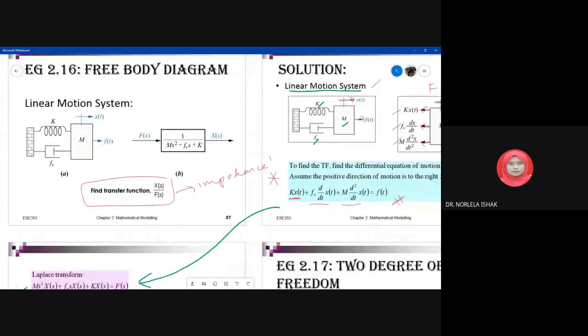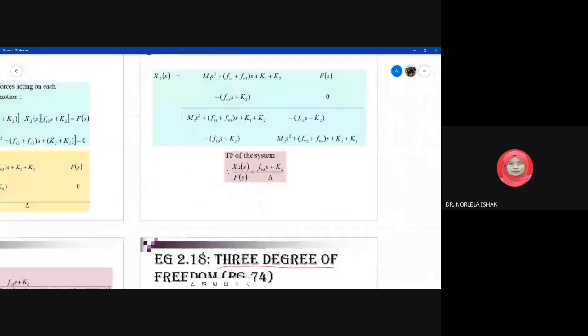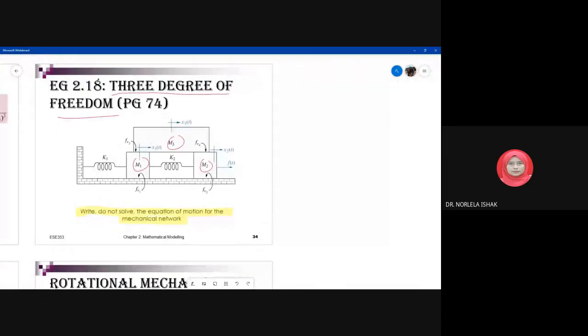Let's say from the 3 degree of freedom system, you just derive the equation, no need to solve. Don't solve it, derive the equation. What is the equation for M1, for M2, and for M3? From here we have three motions. And your force is at X2. So try this one.